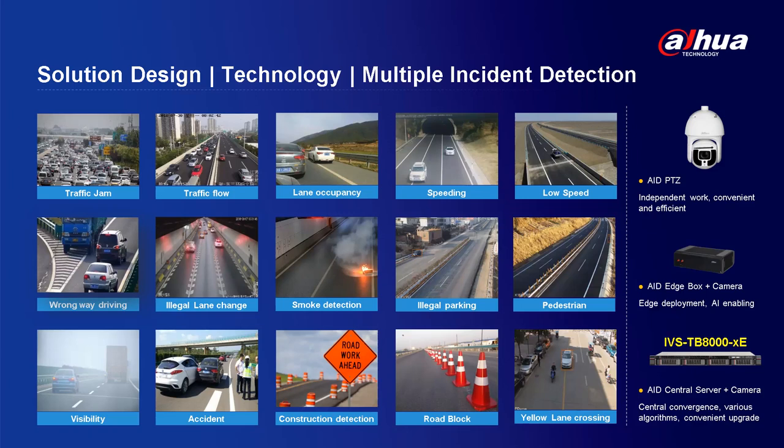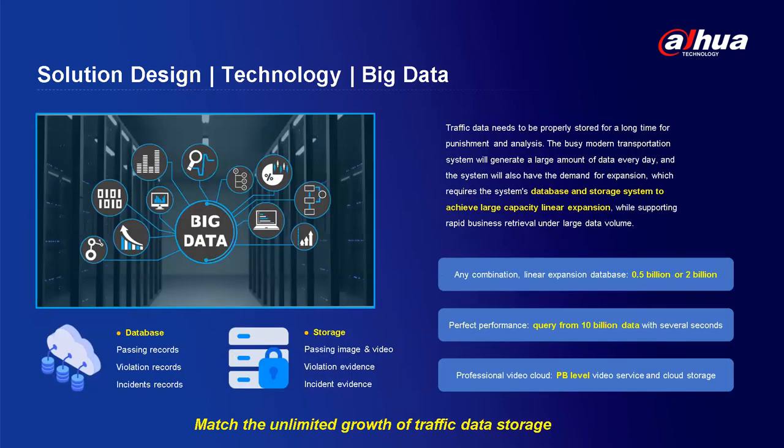Then we have the edge box, which is connected to the camera for edge deployment, and it enables AI processing, of course. Then at the central server, we have the server and camera at the convergence center, which is equipped with high-level algorithms to do this multiple incident detection. Then, of course, this data we capture keeps growing every day. So we must process this data. That's why the concept of big data comes in.